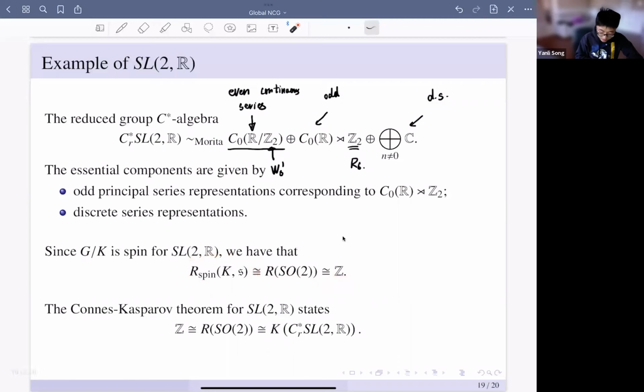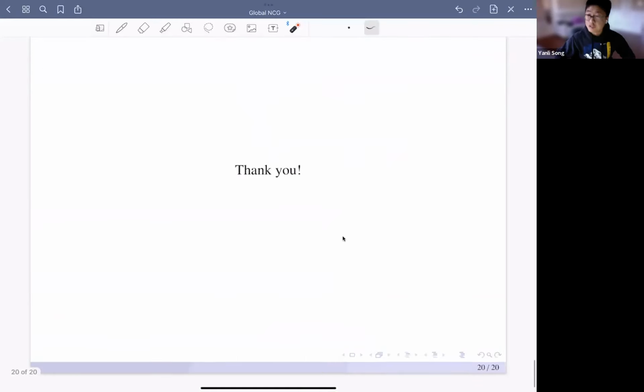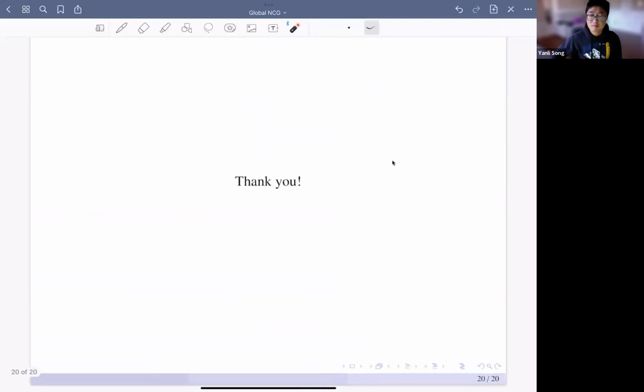So the Connes-Kasparov theorem just says that the K theory of the reduced C-star algebra of the SL2R is the same as Z, which is the character ring of the SL2R. So these discrete series will map to all the non-zero n, and for n equal to 0, the generator is given by the odd principal series. So this is one example of the Connes-Kasparov theorem. And thank you. This is all I want to say.